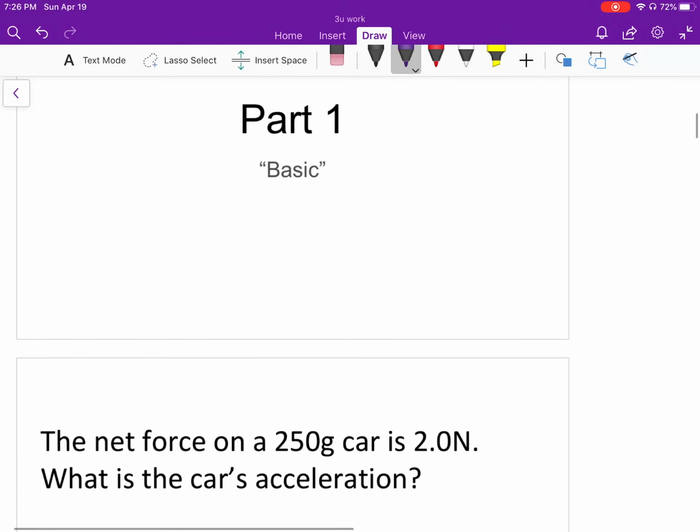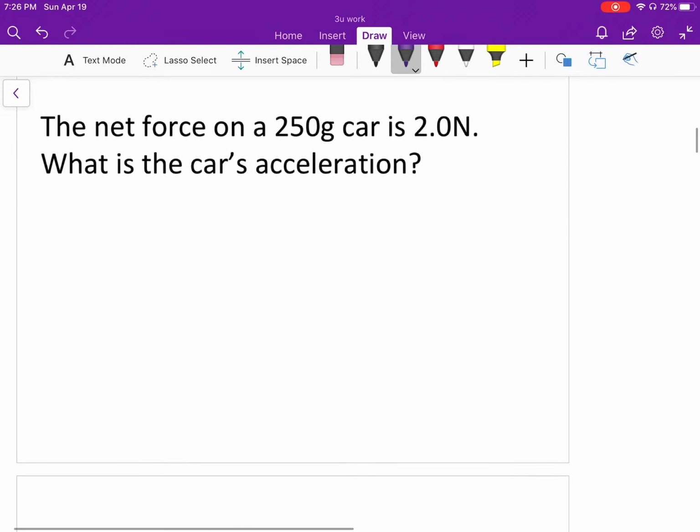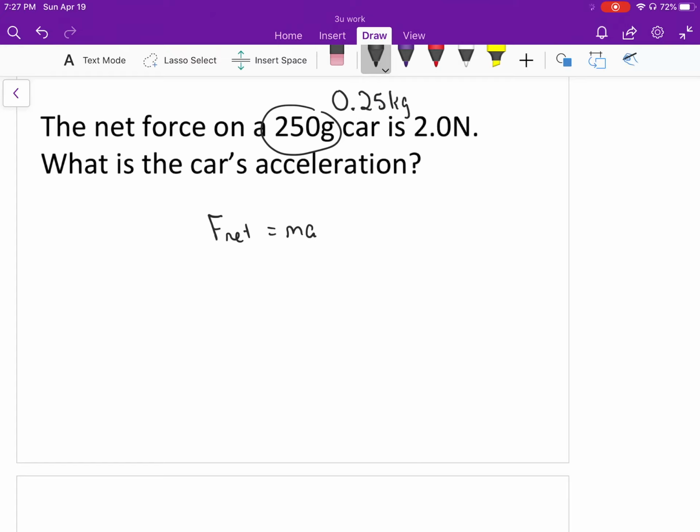Oh, you'll notice I broke this into parts. We'll do a few at a time. One like this is mainly just to practice the equation. We know that F net equals ma. 250 grams needs to go into kilograms. So if we know F net is 2, and the mass when we put it in kilograms is 0.25, we can solve for the acceleration.